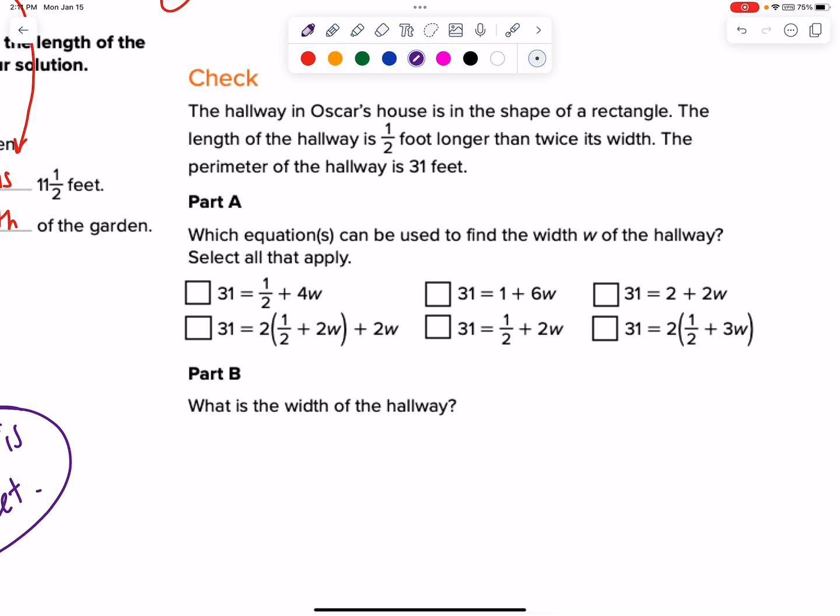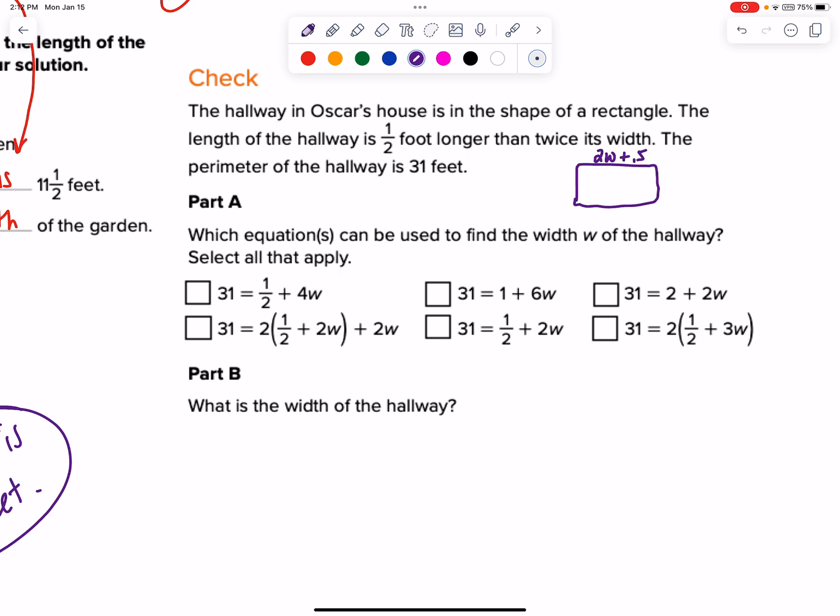All right, so here's your check. They're asking you to take a look at this and see if you can find the equations that you could use to solve this. So let's take a look. The hallway in Oscar's house is in the shape of a rectangle. So like I said, I like to just draw a picture out so I can visualize it. The length of the hallway is half a foot longer than twice its width. So half a foot longer means plus half a foot. So 2 times its width, so 2W plus 0.5. That's the length, twice its width plus half a foot.